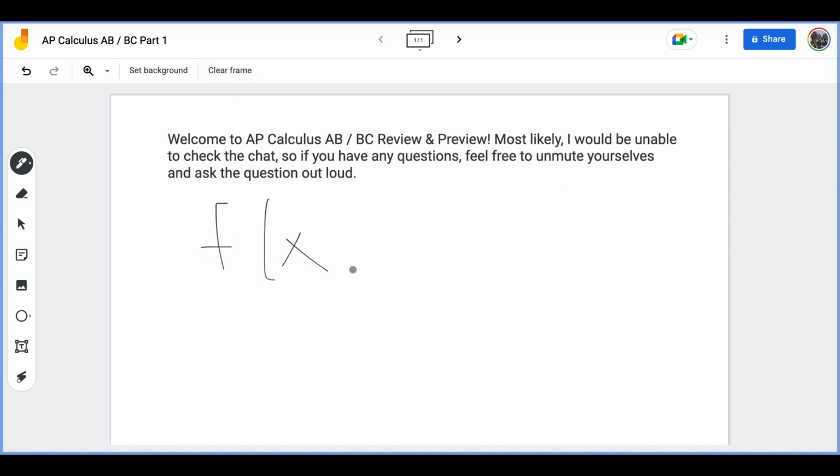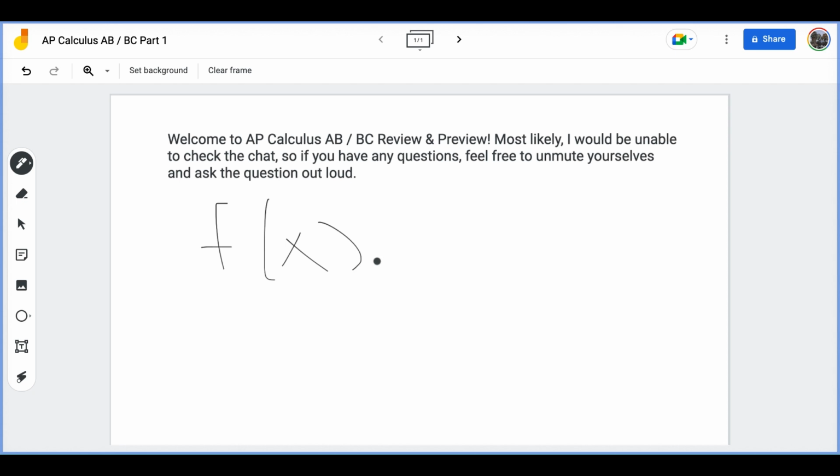Function notation is f of x, and there are 5 main types of functions that we're going to be looking into today. Polynomial functions, rational functions, exponential functions, logarithmic functions, and trigonometric functions. But before we do that, we have to talk a bit more about the basics of functions. We'll be going over transformations, compositions, and inverse.